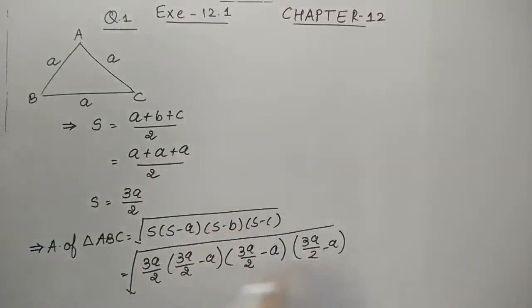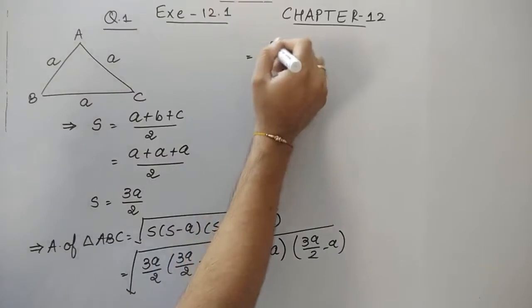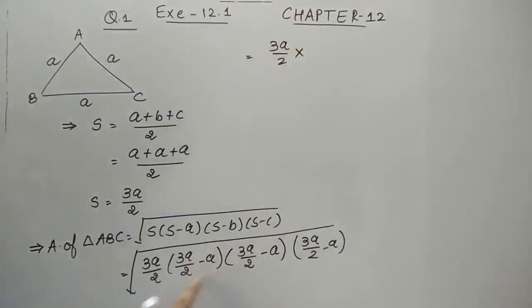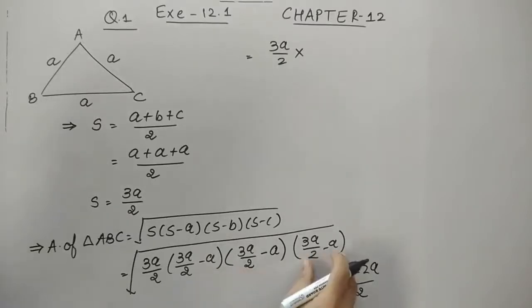Now we all know how to simplify this. So now let us simplify. The first outside term, that is 3a upon 2, should remain as it is. Now let's see how we can simplify the brackets. Understand, we have to take the LCM. So it comes 3a minus 2a, that is a upon 2. So it comes a by 2. This is the simplification of all the brackets we obtain.